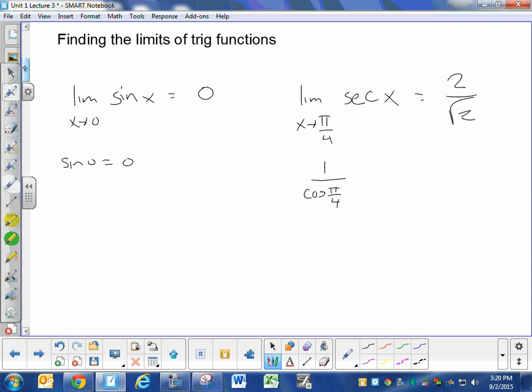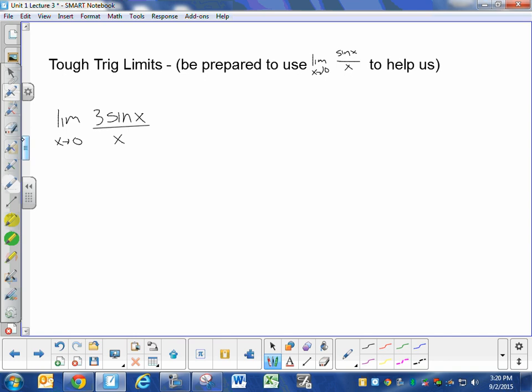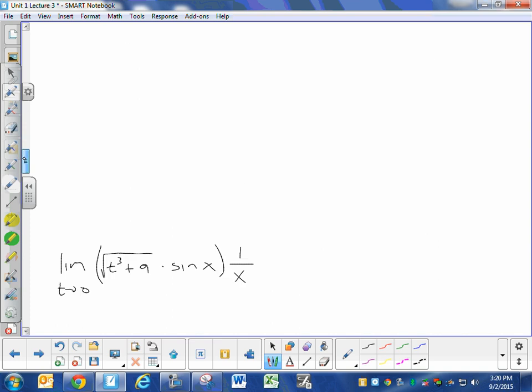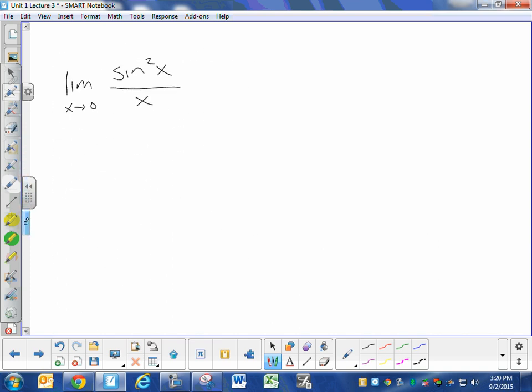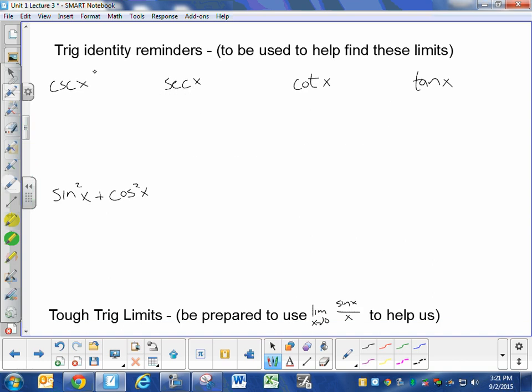Okay. Now, the ones that we're going to deal with are kind of situations like the other analytical limits where we have holes. And we need to find locations of holes, like this one, this guy, these guys. Some things that will help us with those are the trig identity reminders. Remember that cosecant can be written as 1 over sine. We'll go back to those problems. Secant is 1 over cosine. Cotangent can be written as 1 over tangent or cosine over sine. Tangent can be written as sine over cosine.